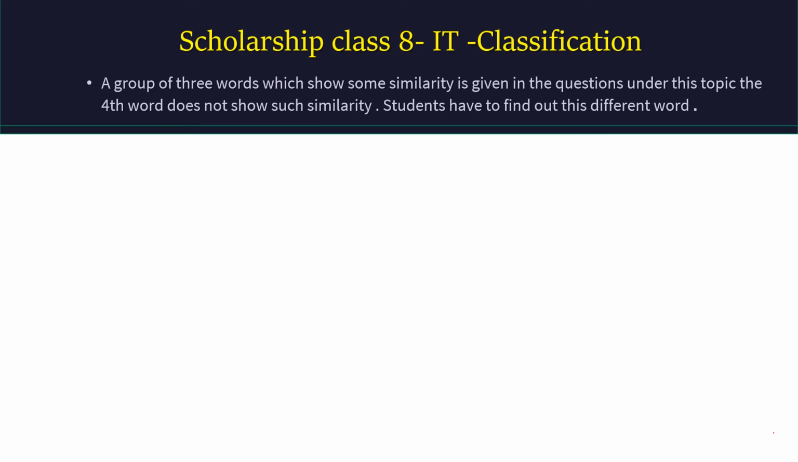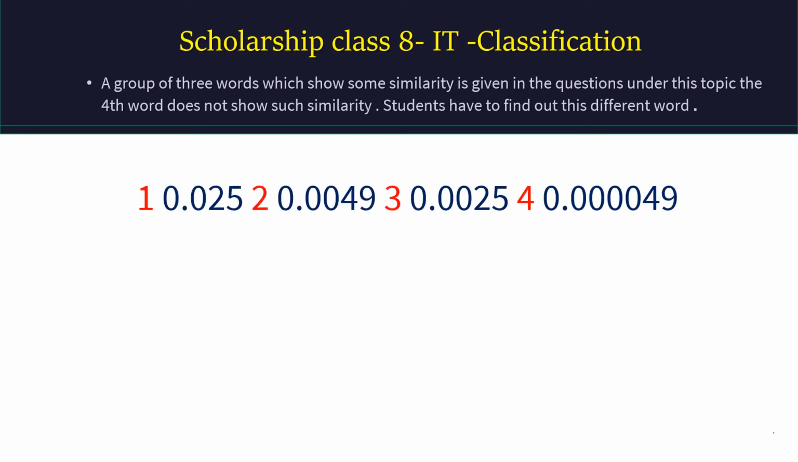Here comes a new set of questions: 0.025, 0.0049, 0.0025, 0.000049. Oh, almost the same type, and luckily we are in that mode, so I don't want to help you. I just ask you to pause the video, get the answer in your mind and give the answer on the screen. When I give it, you can match it.